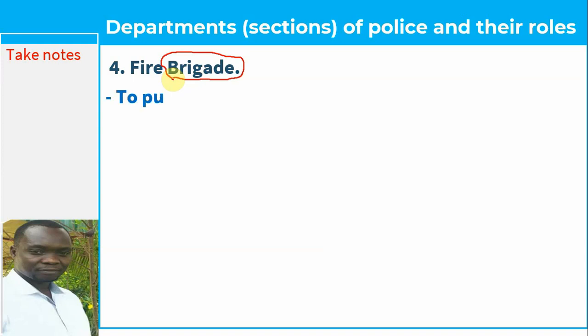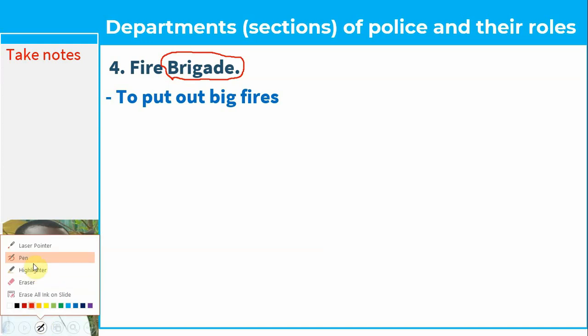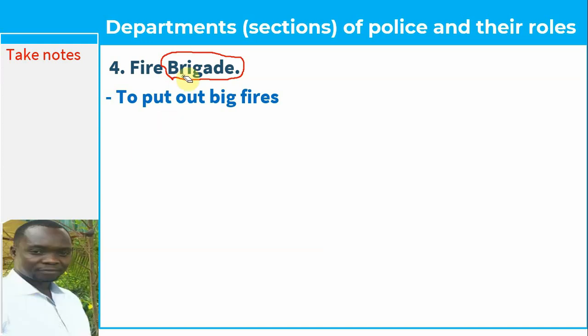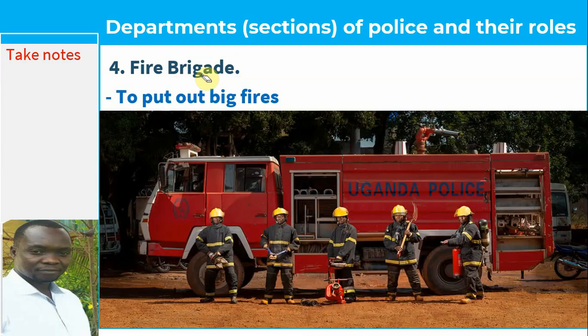So the fire brigade helps to put out big fire. I have emphasized there the word big fire. Why? Because you don't light one candle at home and then you call 999 and say, come on, there's fire. No, the fire brigade puts out very big fire. And these are the tools they use. You can see their vehicle.